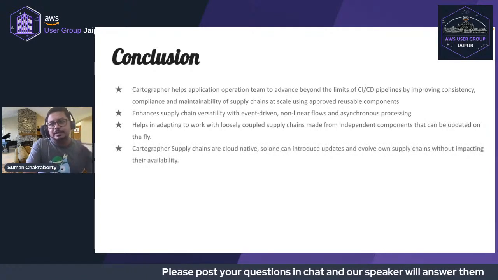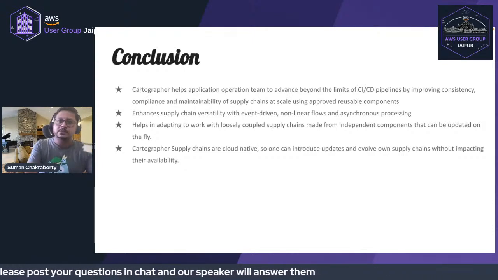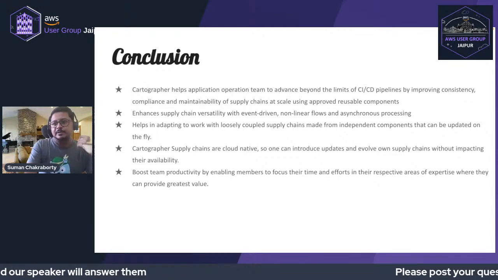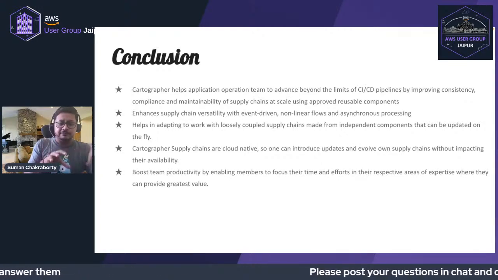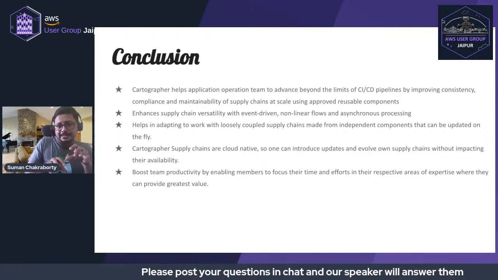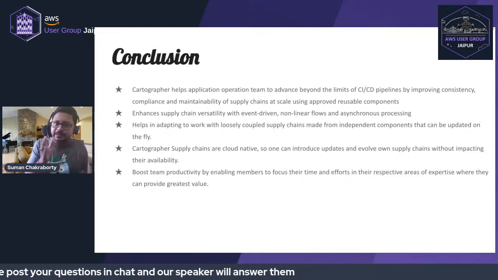Cartographer supply chains are very much cloud native, so you can introduce updates and evolve your own supply chains without impacting their availability. It also boosts team productivity, as you can understand that we divide the scope of work that needs to be worked out in defining the supply chain.